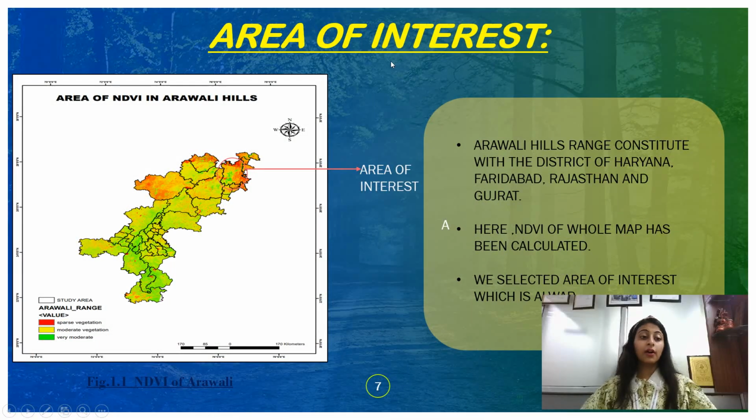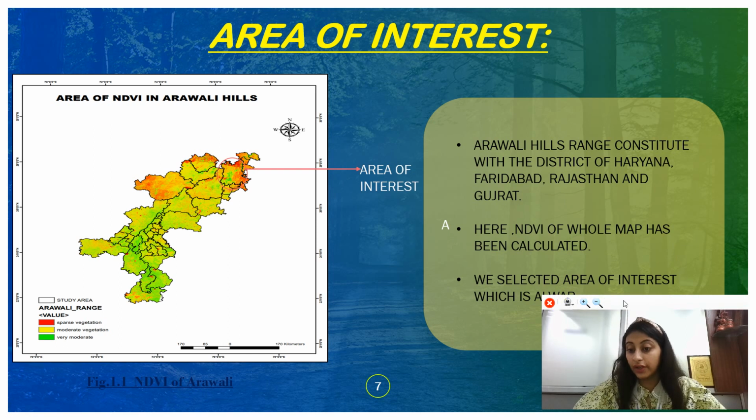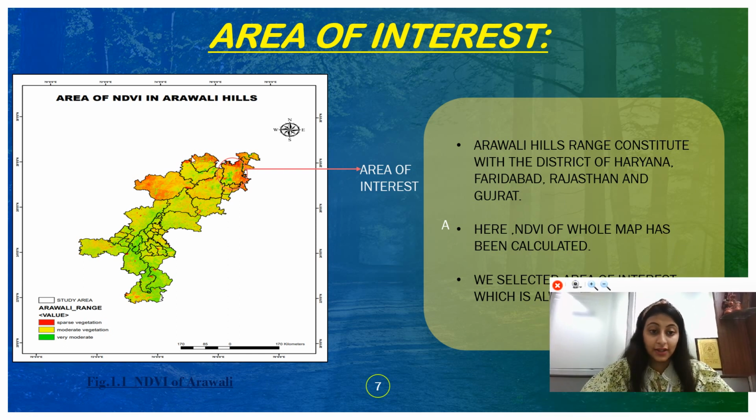So here I'm sharing my area of interest. Firstly, I want to describe that the Arabi region, in the whole of our area, consists of the districts of Haryana, Faridabad, Rajasthan, and Gujarat. Here, the NDVI of the whole map has been calculated. We have selected the area of interest, which is Alwar.